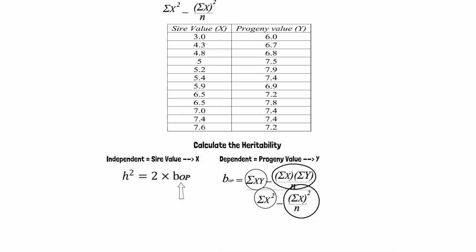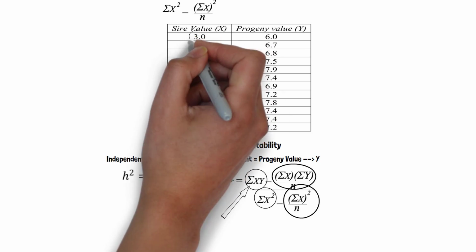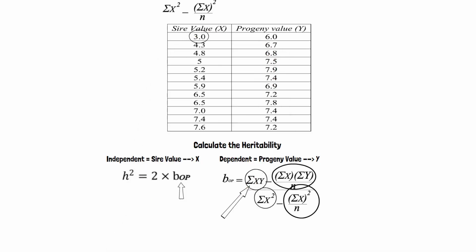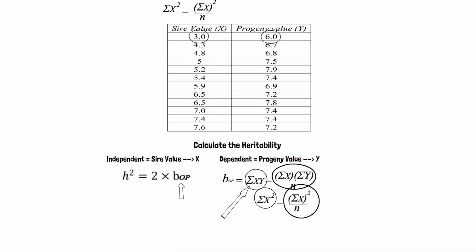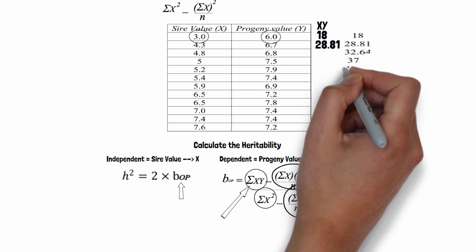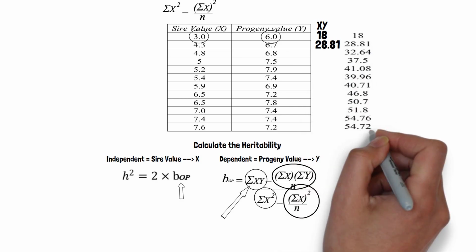Using the table, we'll calculate each component. First, let's calculate the summation of xy. First of all, we'll determine the value for xy for each column. We'll multiply each sire value by its corresponding progeny value. Let's start with 3 times 6 equals 18. 4.3 times 6.7 is 28.81, up to the end.